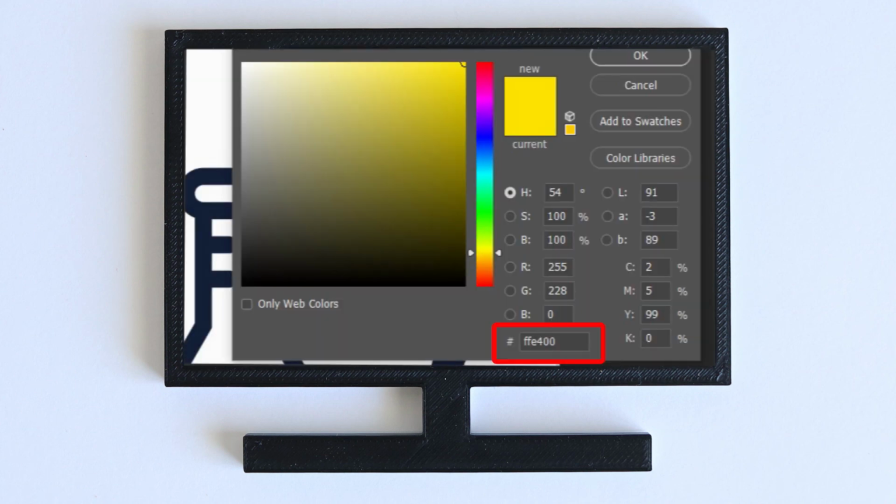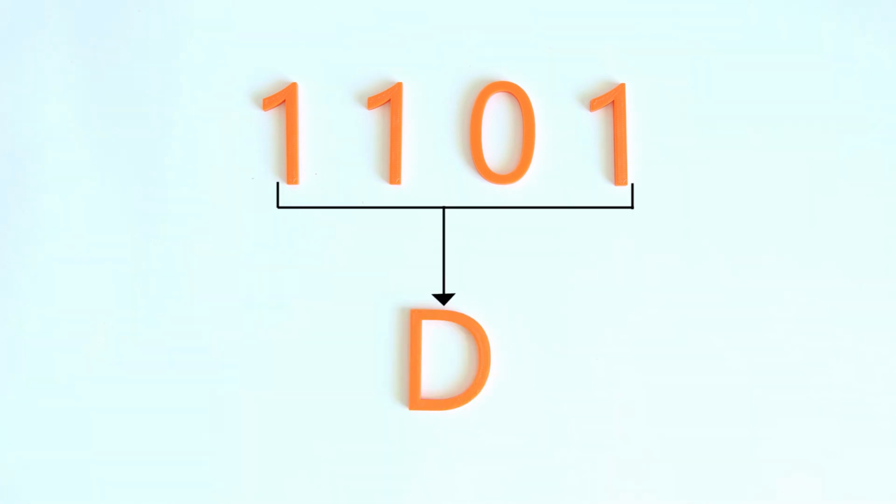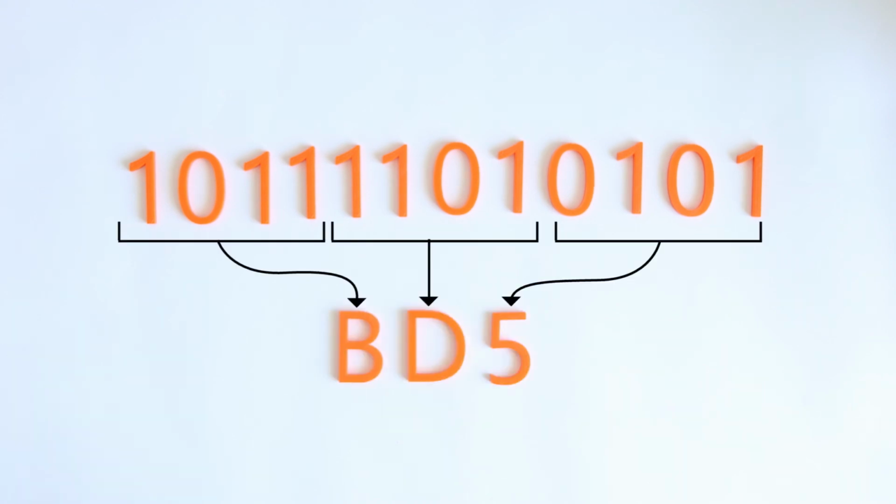Hexadecimal is used in a number of places relating to computing. One place you may have come across it is when defining colours. If we look at the colour picker in Photoshop, we can see a hexadecimal representation of this colour. It's often used as a concise way to represent large binary numbers, as every 4 binary digits can be represented with a single hexadecimal digit. So a long number like 101111010101 can be represented as BD5 in hexadecimal.